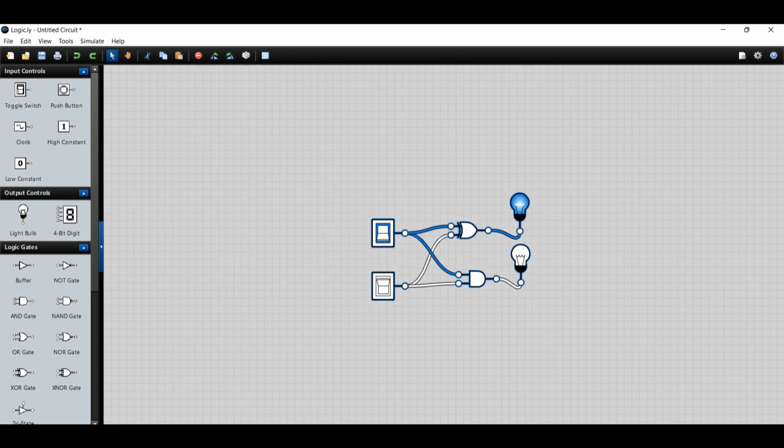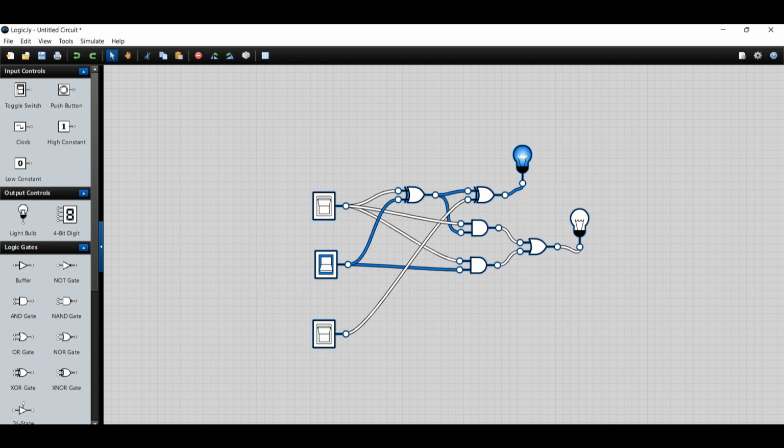Next, our second experiment is study of adders and subtractors. First is a half adder. Half adder is a combinational circuit that needs two binary inputs and gives two binary outputs. The half adder contains two inputs and two outputs with an XOR gate and an AND gate. One output is sum and the other output is carry.